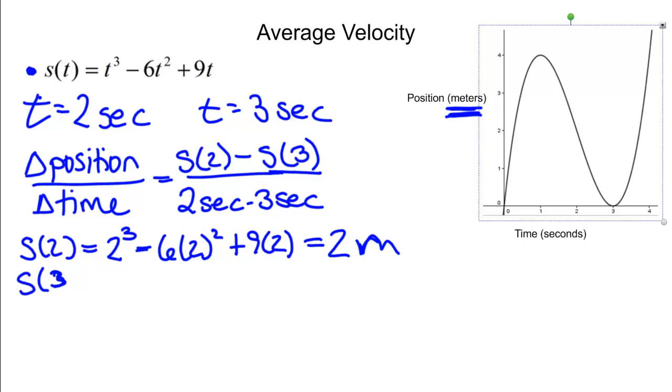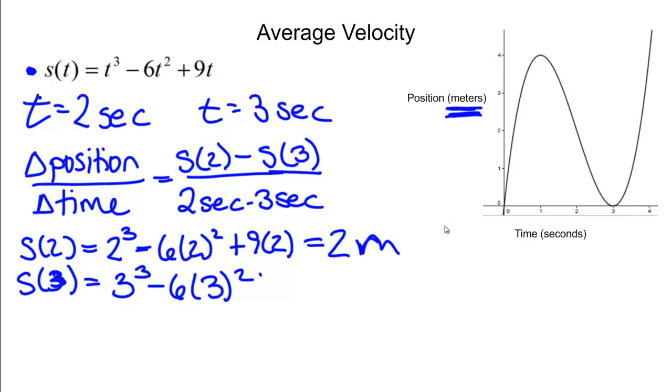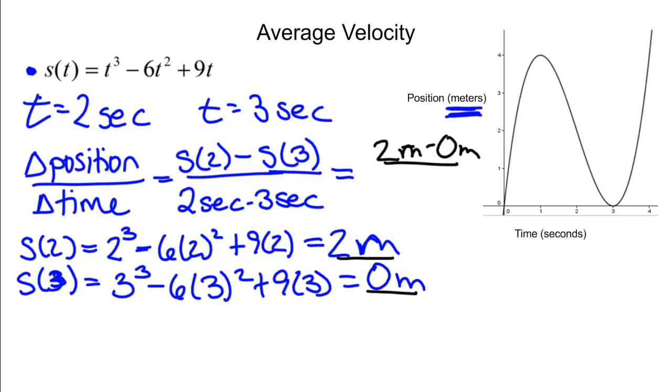And then we need S of 3. So again, everywhere we saw a t, we're going to put in 3. So 3 cubed minus 6 times 3 squared plus 9 times 3. And that's going to give us 0 meters. So we had S of 2 is 2 meters and S of 3 is 0 meters. So 2 meters minus 0 meters over 2 seconds minus 3 seconds. And again, we'll see that we get negative 2 over 1. So we get negative 2 meters per second.